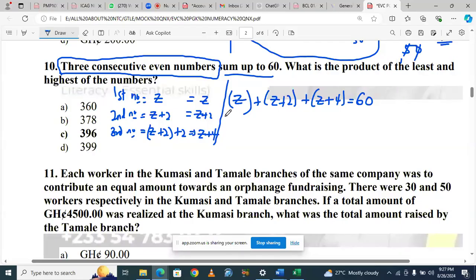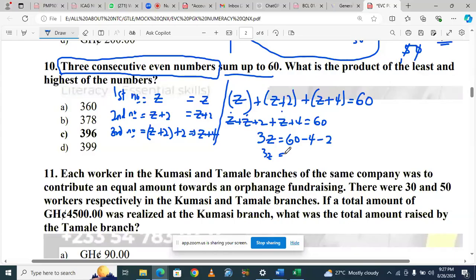So now let's expand the brackets. We have Z plus 2 plus Z plus 4 is equal to 60. Now let's add the Z. We have 1, 2, 3, so I can simply say we have 3Z. I'm skipping the group like things here. So 60. 4 will move here and becomes minus 4. Yes. These 2 also move here, becomes minus 2, right?